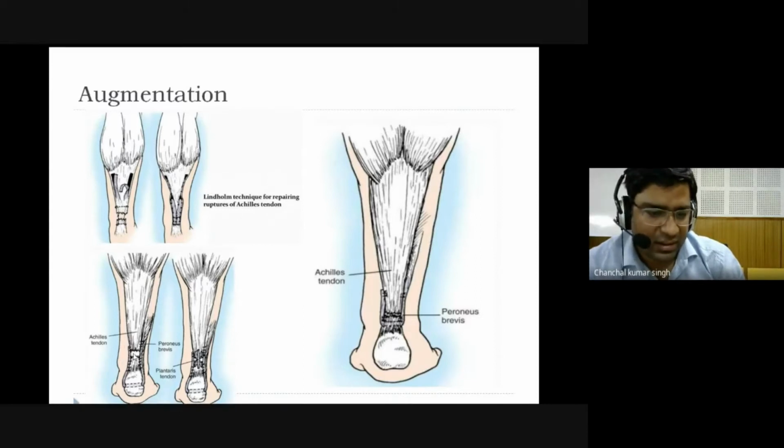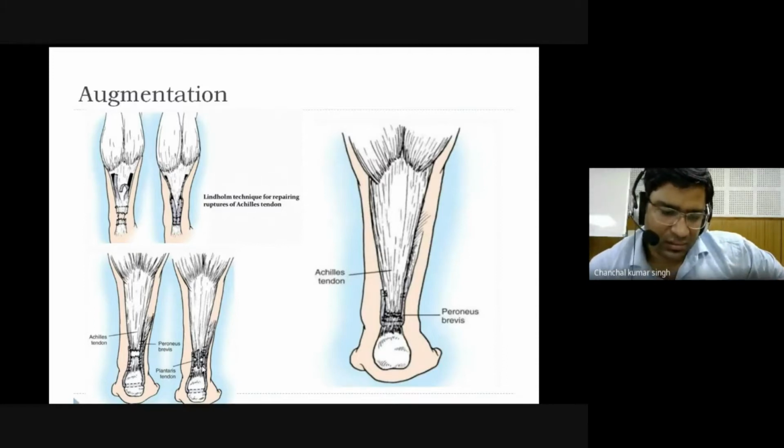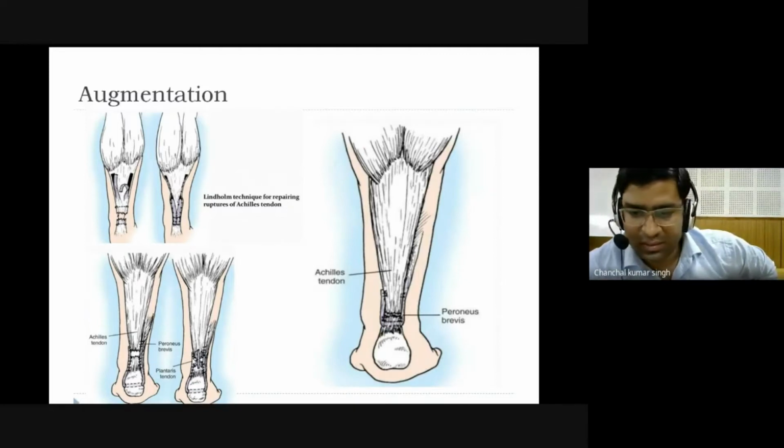And at times when you have a gap here, that can be filled by a separate tendon. You cut the sleeve tendon into a smaller portion and repair it in a zigzag or cross fashion. So you have peroneus brevis augmentation also, and plantaris augmentation also. Which function can be spared in that age group depends on the patient's need. And that tendon you need to harvest and augment it.